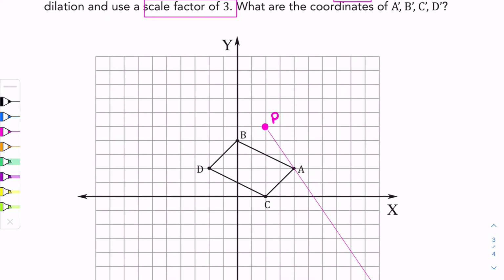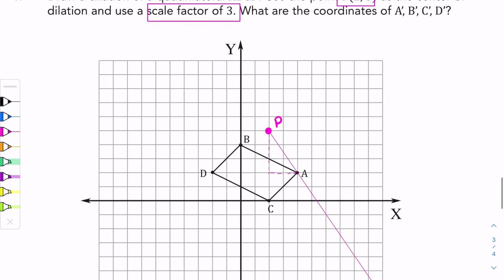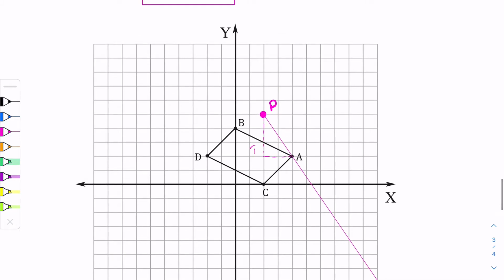I'm going to count my slope. Slope is rise over run, or fall over run if you're going down. From point P to point A, we're dropping 3 units and running 2 units. If the scale factor is 3, we need to do that 3 times. That's the first time: down 3 over 2. I'm going to do this 2 more times. Down 3 over 2, that's the second time. Down 3 over 2, that is the third time.